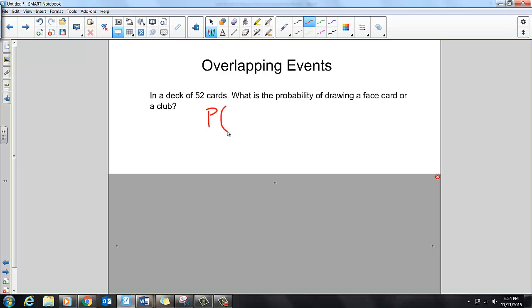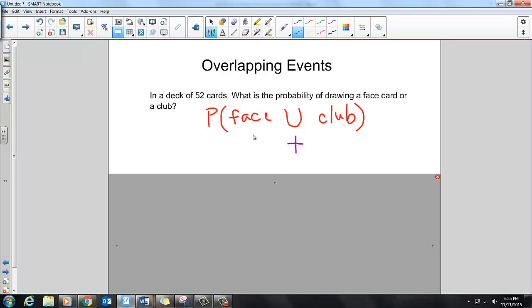Probability of a face, and the key word there is or, so we're going to put our or symbol, or a club. Okay. Hopefully, if I haven't said this in class enough, I'm going to say it again. When it's or, we add. Okay. Probability of a face card.